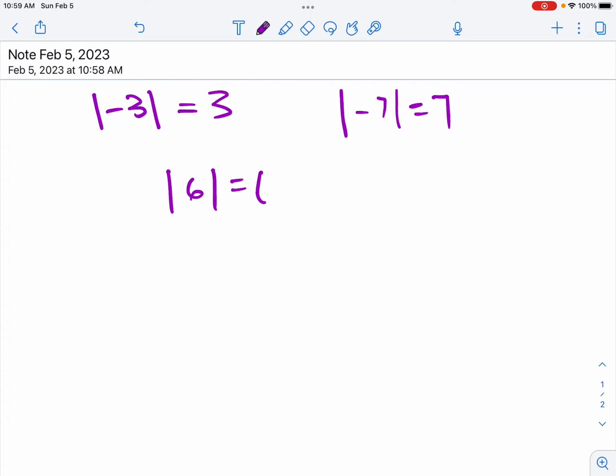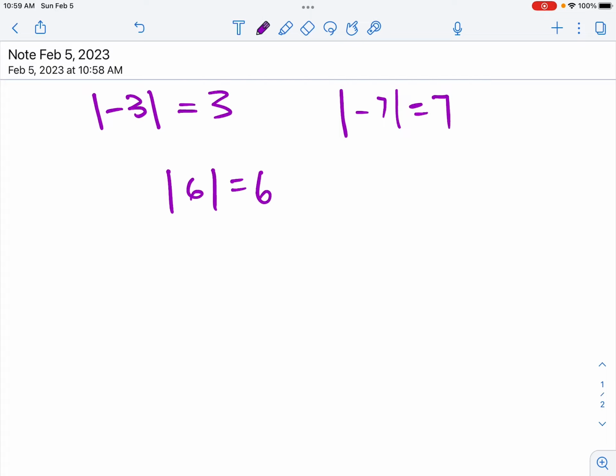So let's start and talk about what the absolute value sign means. Let's say you have the absolute value of -3. That just means you write 3. So the absolute value just strips away anything negative inside and returns a positive. And if it's already positive inside, then it just stays positive.